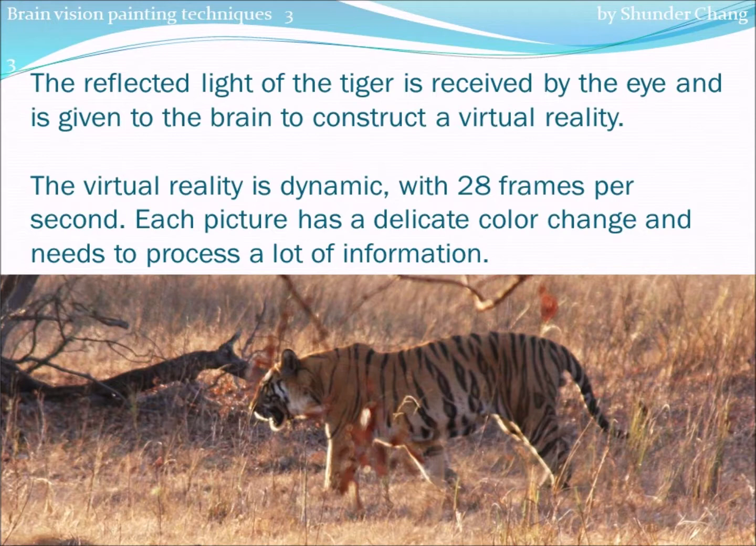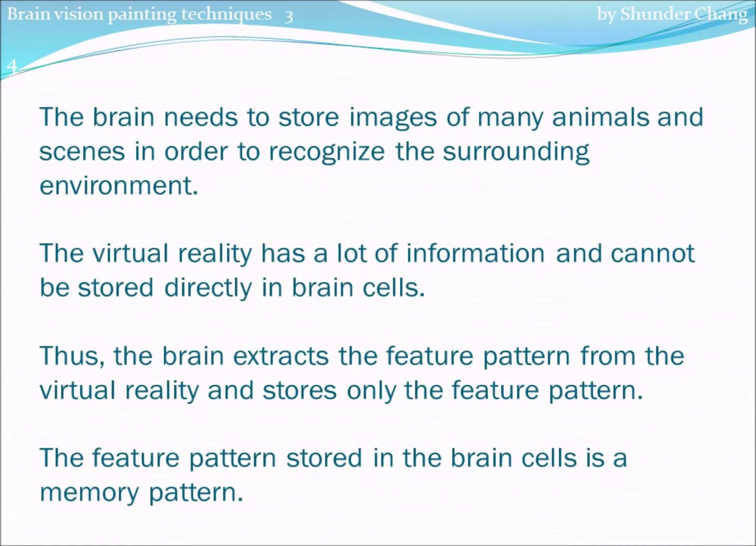Each picture has a delicate color change and needs to process a lot of information. The brain needs to store images of many animals and scenes in order to recognize the surrounding environment. The virtual reality has a lot of information and cannot be stored directly in brain cells. Thus, the brain extracts the feature pattern from the virtual reality and stores only the feature pattern. The feature pattern stored in the brain cells is a memory pattern.